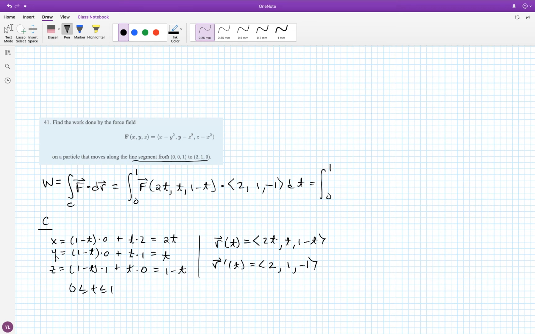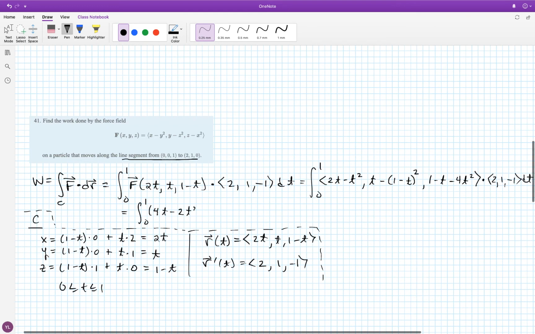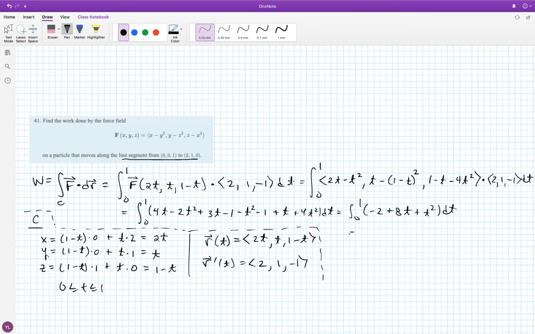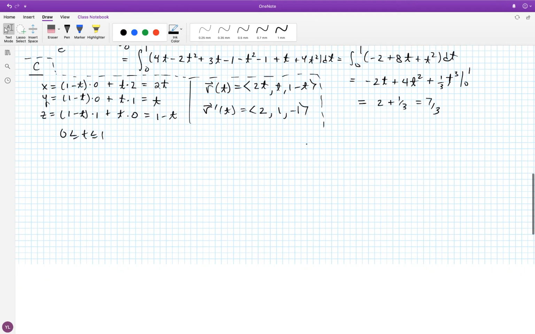Okay, so I need to plug these into the vector field. Okay, so there you go. That is the work done, 7/3, Newton meters or whatever the units are.